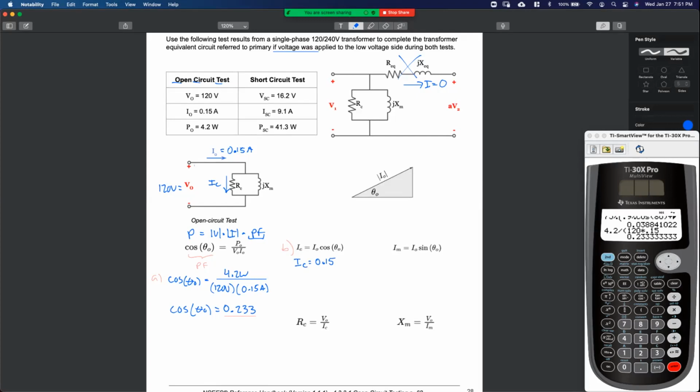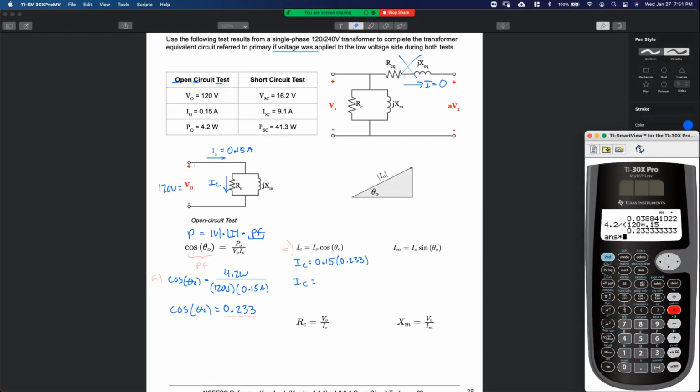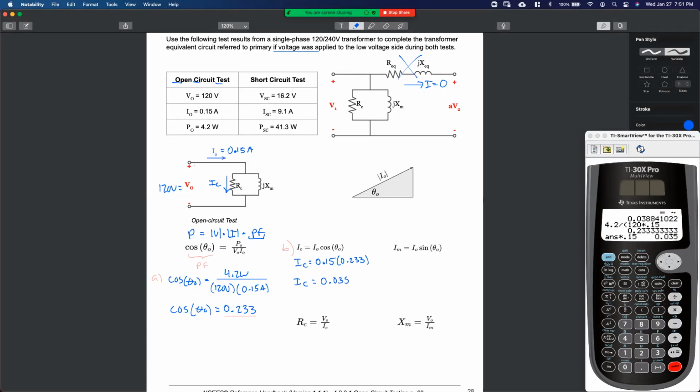Power factor, 0.233, right? I'm rounding, of course. All right, what do you guys get for IC? How do we do this in our calculator? I'm just going to do times. There's all my decimals, so I'm accurate. 0.15. Great. I of C is 0.035.